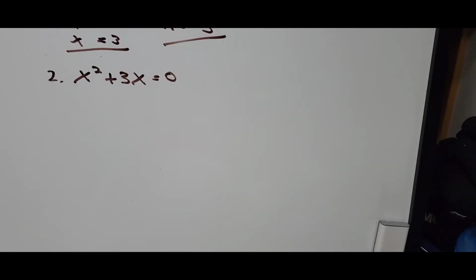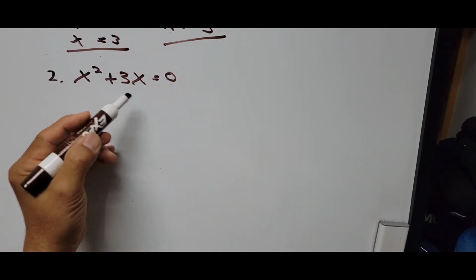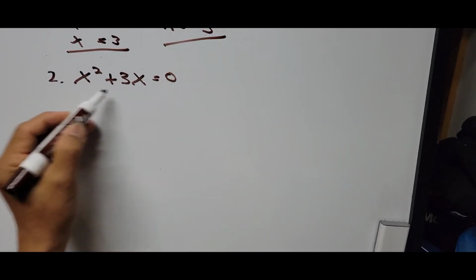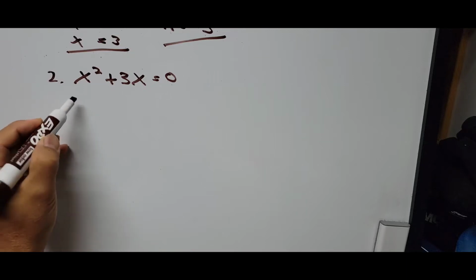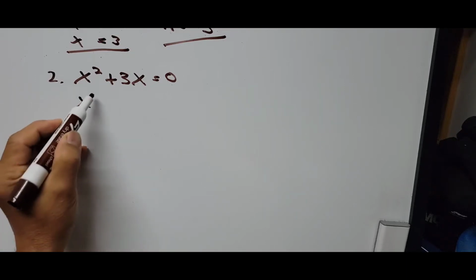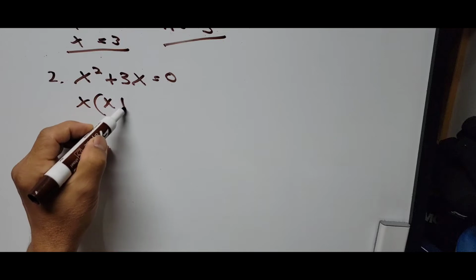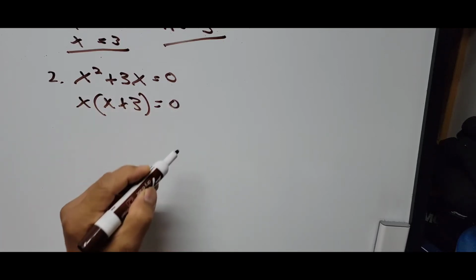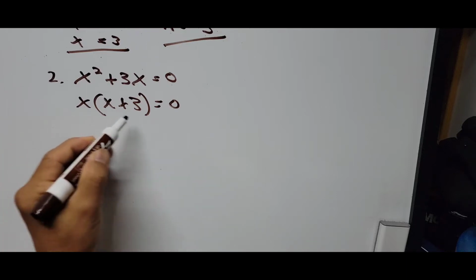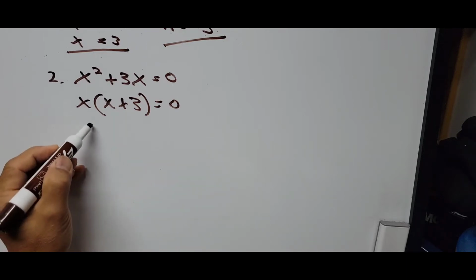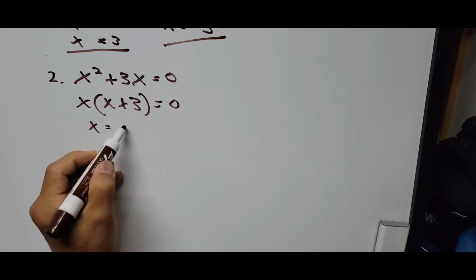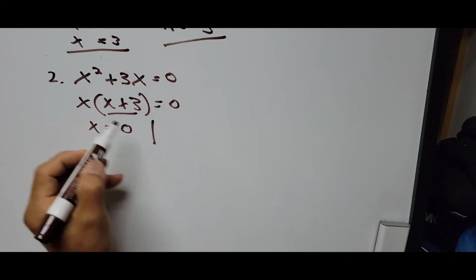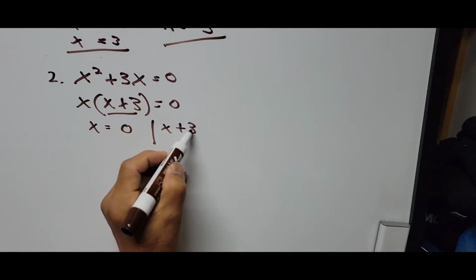We're here now on problem number 2. x squared plus 3x is equal to 0. By using factoring, we can factor out x on both terms. Factoring out x, the first term becomes x, and in the second term we have 3 remaining, and it's set to 0. If you have this, you have these two factors: set x equal to 0, and the other factor, x plus 3, set to 0.